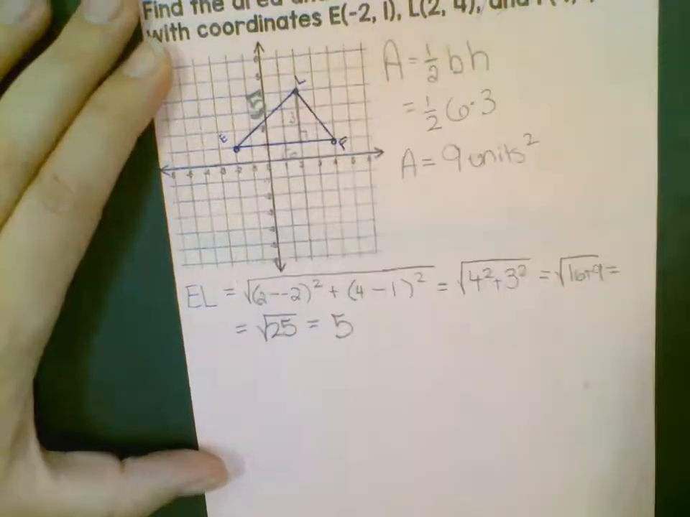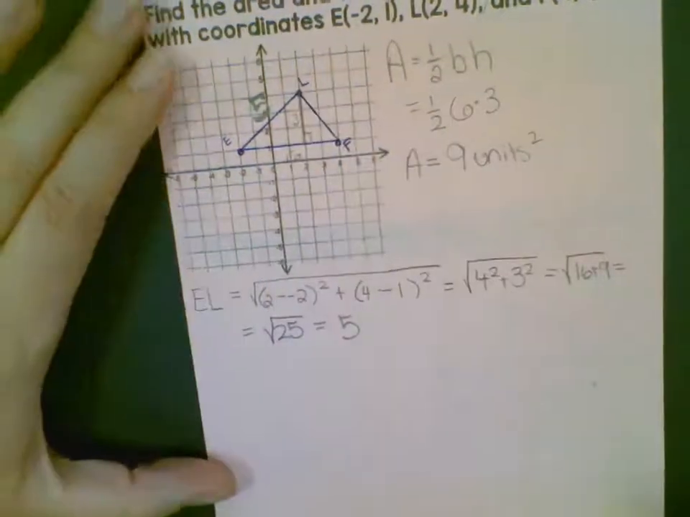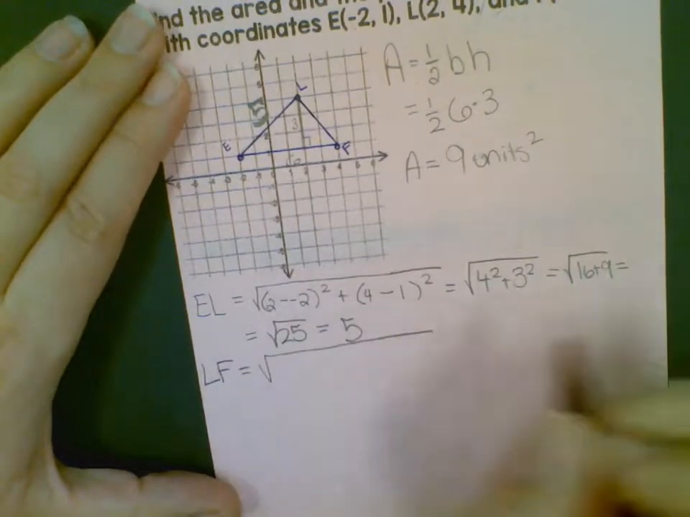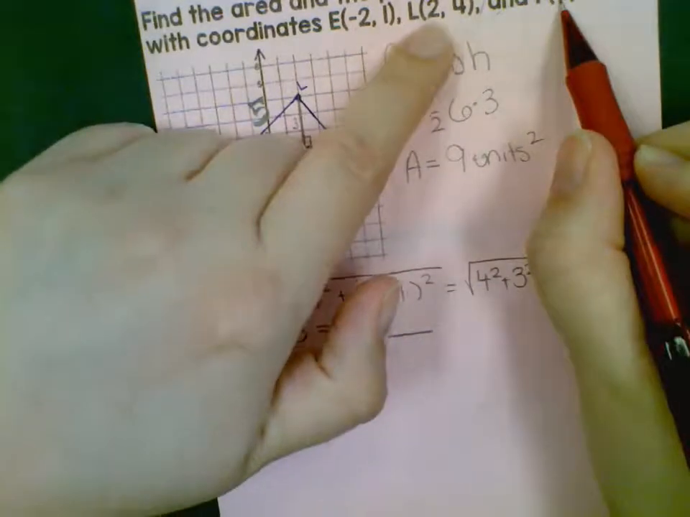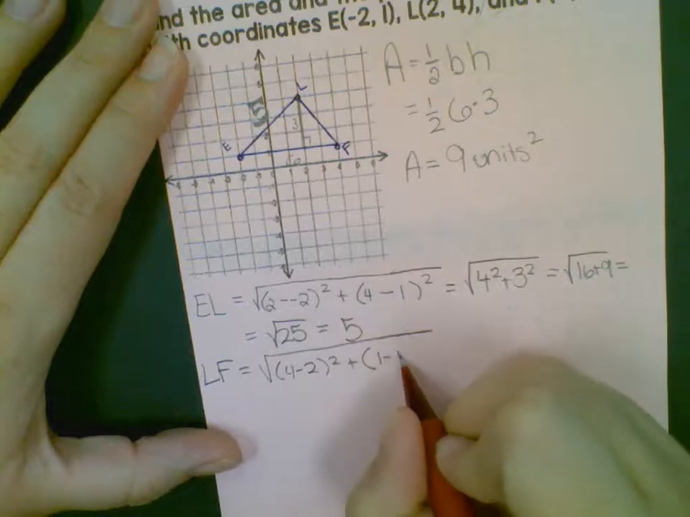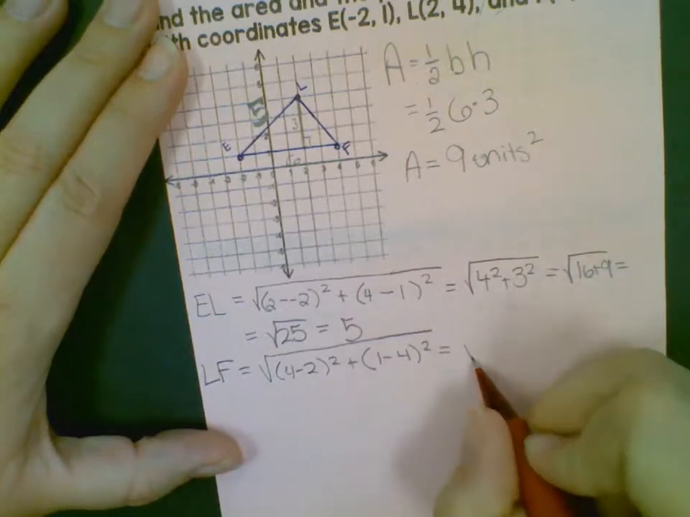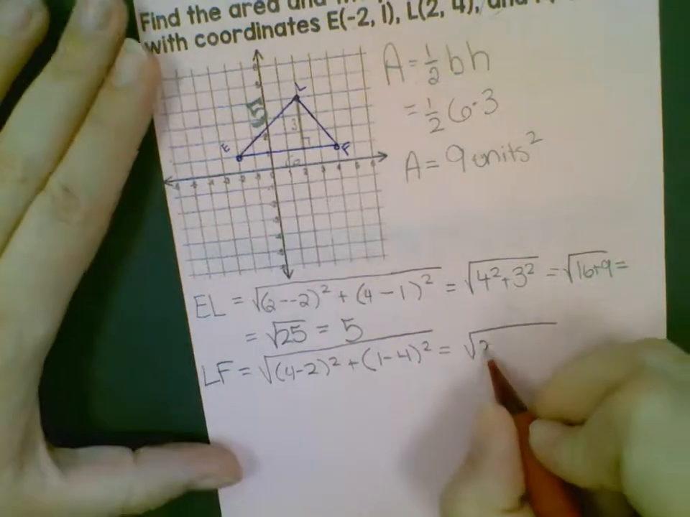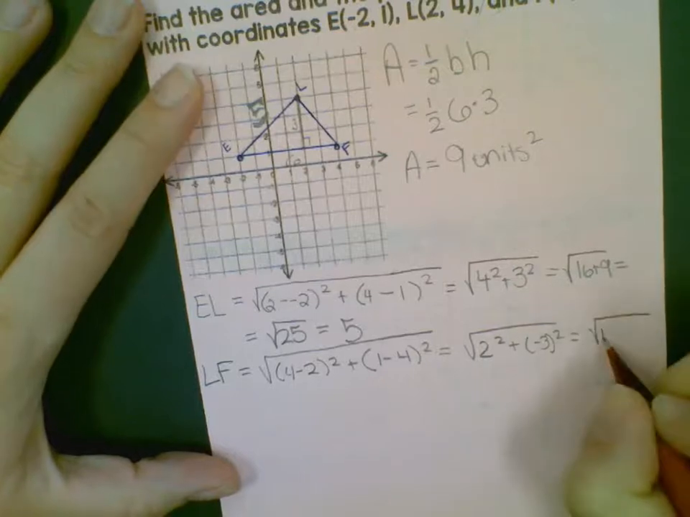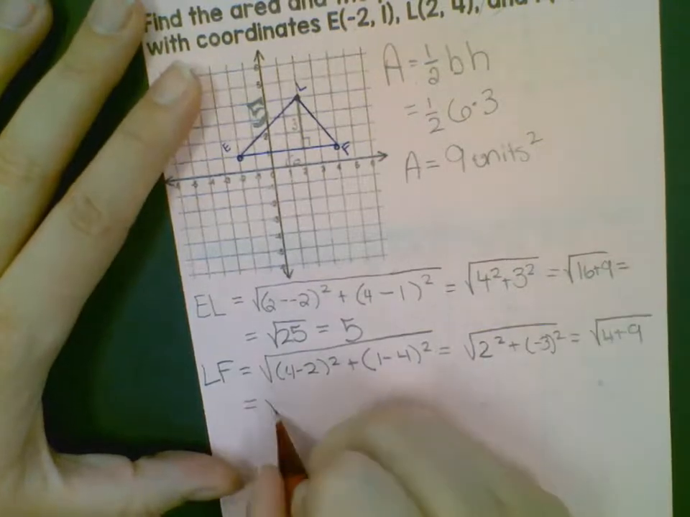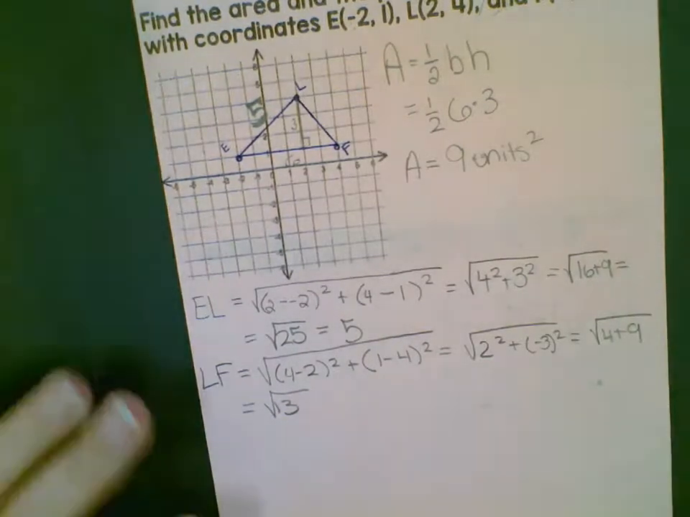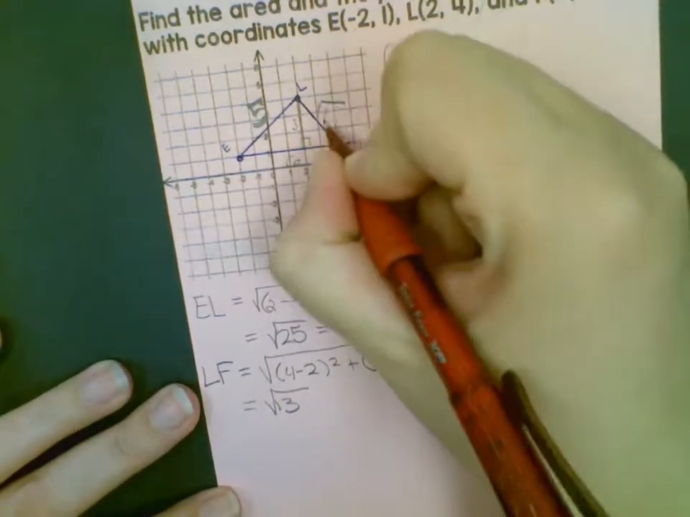So now we need LF, and then we can add all of those up to get the perimeter. Okay, so LF, our x coordinates for L and F, so 4 minus 2 squared plus 1 minus 4 squared. So we have 2 squared plus -3 squared equals 4 plus 9, which is equal to the square root of 13. So that means that this length here is the square root of 13.